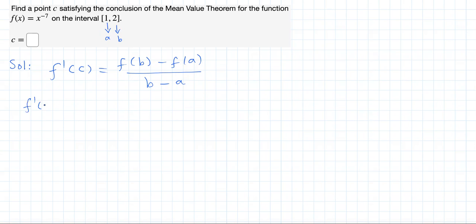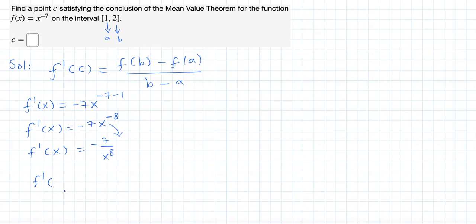The derivative of this function should be -7 coming down, x raised to -7 minus 1. Derivative will be -7 times x raised to -8, right? If I simplify my derivative, I should get -7 over x to the 8. Now I'm going to need this derivative evaluated at c. So let's evaluate the derivative at c, and this should be -7 over c raised to 8, right? I'm done with this part.